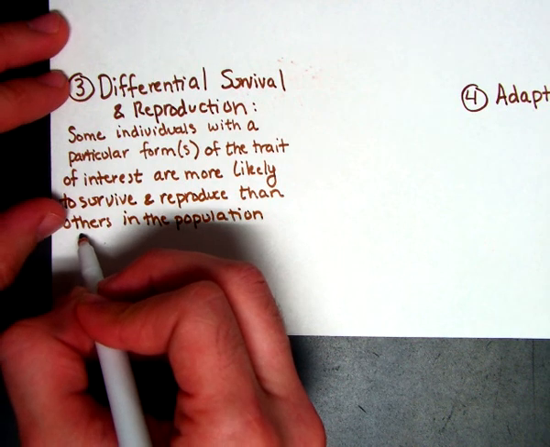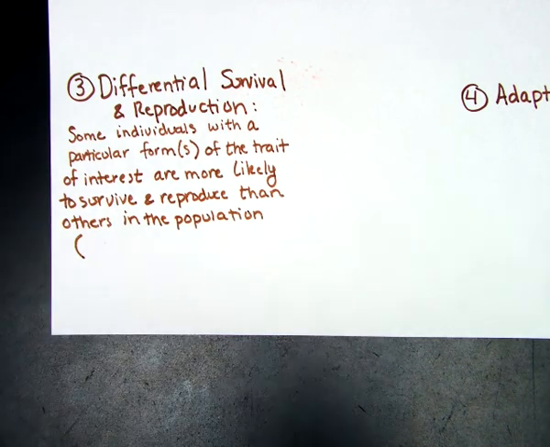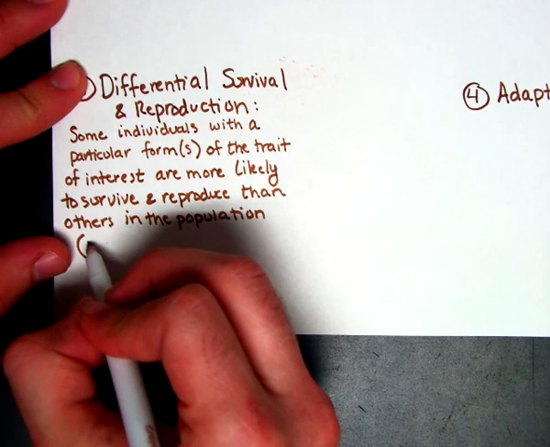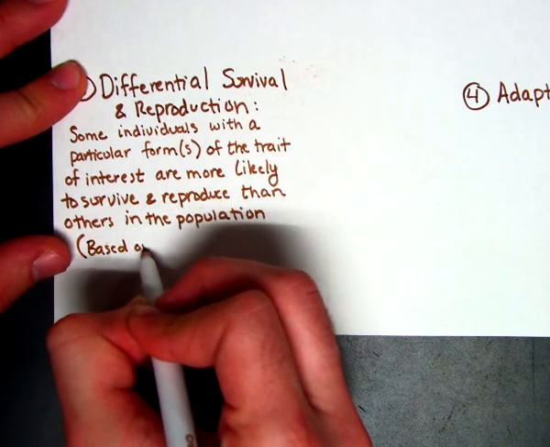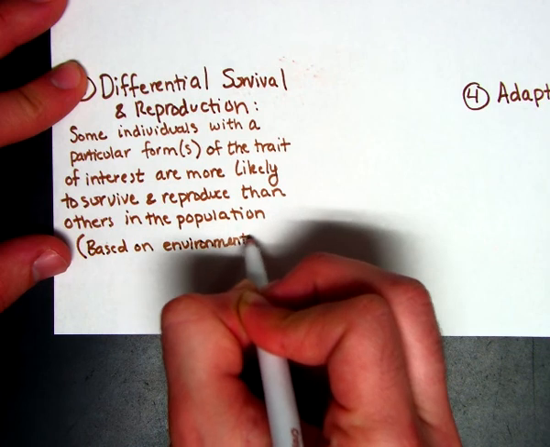And then in parentheses here, this is the longest one, that this idea of which form or forms of the trait causes an individual to be more likely, this is based on the environmental conditions.